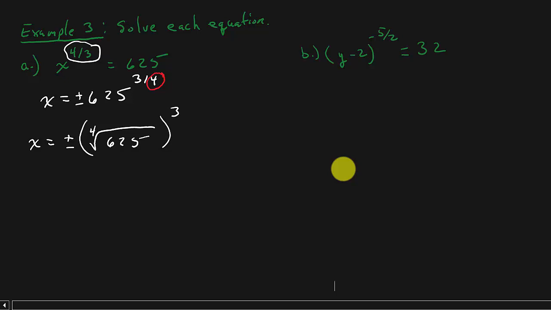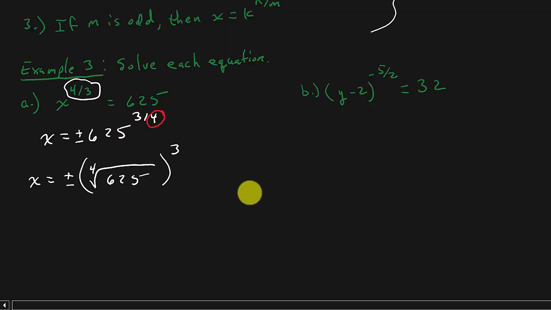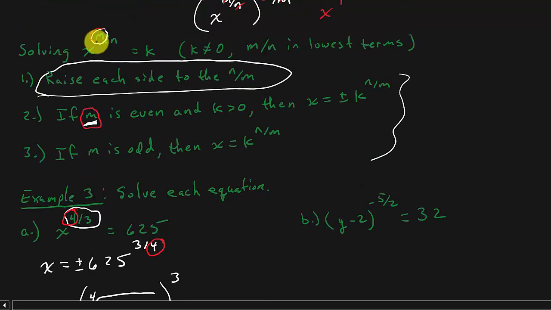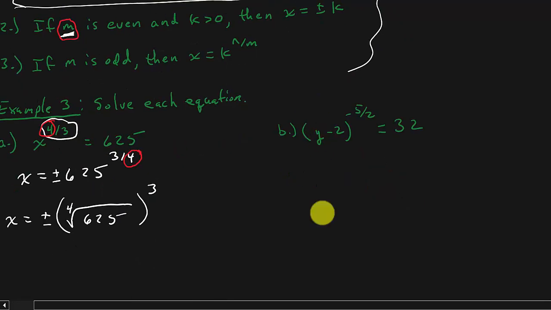But just remember, when you're solving these problems and you're converting this to radical form, if that denominator is an even number, you're going to have plus or minus. Or just remember, like this said, if m is even, what's m? M is that numerator right there. See, there's your m. That's the numerator.